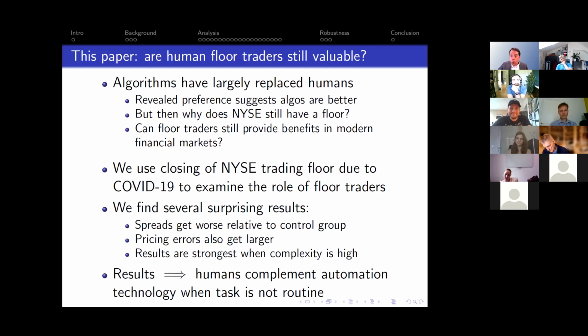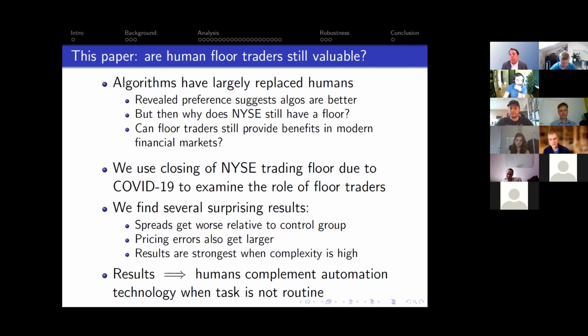The NYSE chose this structure, and moreover, people choose where to trade. And so this creates all of these difficult endogeneity issues. And so the way we're going to address this is we are going to look at the closing of the NYSE floor, which happened as a result of COVID. And I'll walk you guys through the timeline of this and show you all the details.